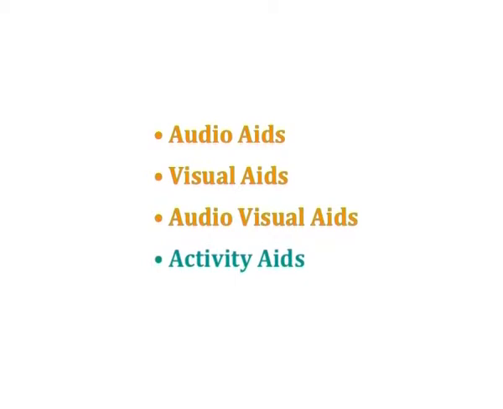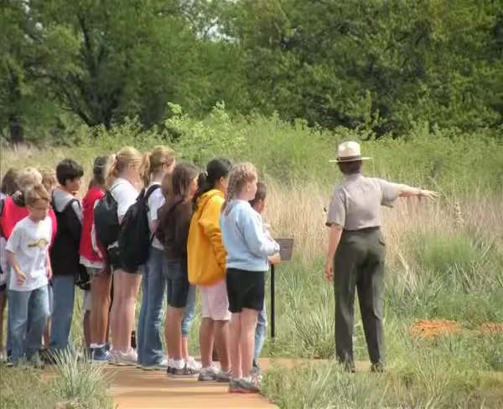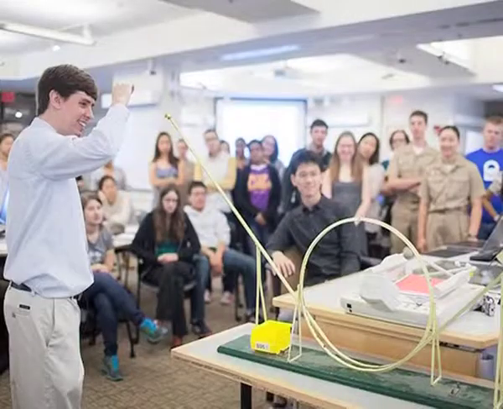Next we come to the last kind of teaching aid, that is activity aids. Those aids in which students learn by engaging in some useful activities are called activity aids. These aids facilitate learning through sight and sound as well as through doing. It includes field trip, demonstration, experiment, and dramatization.